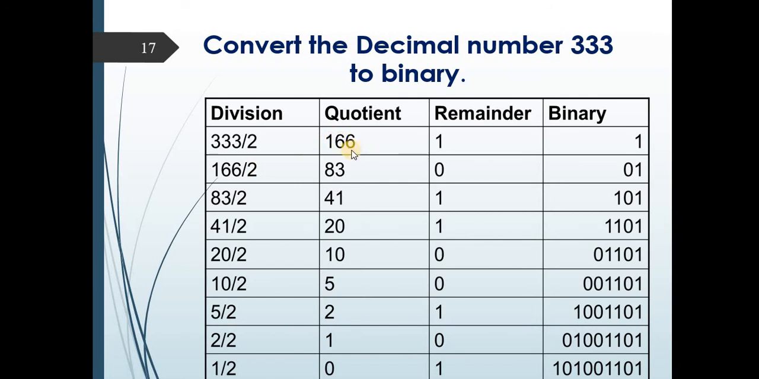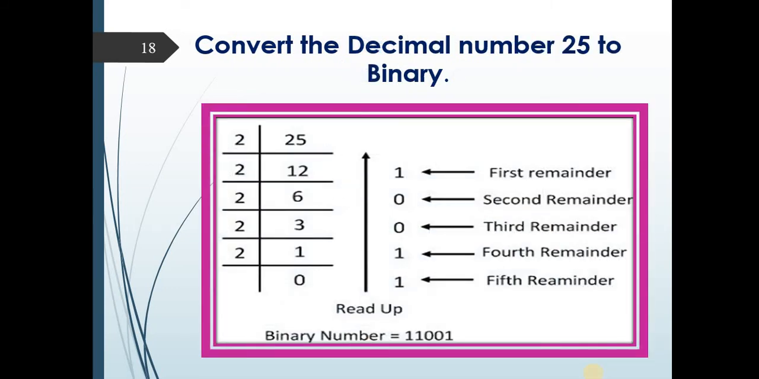Whatever quotient you get, you have to divide it again by 2, and whatever your answer is, just write it down over here. So here we have a remainder 0, so I will write 0, 1. Similarly, at the end, I got this binary number. Here is another example. The same question we can solve by this method.